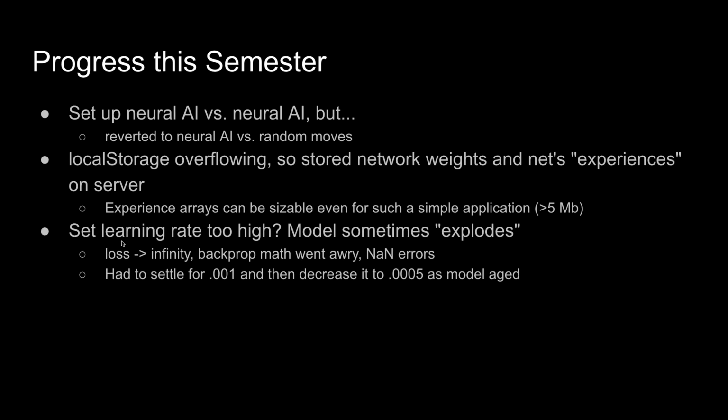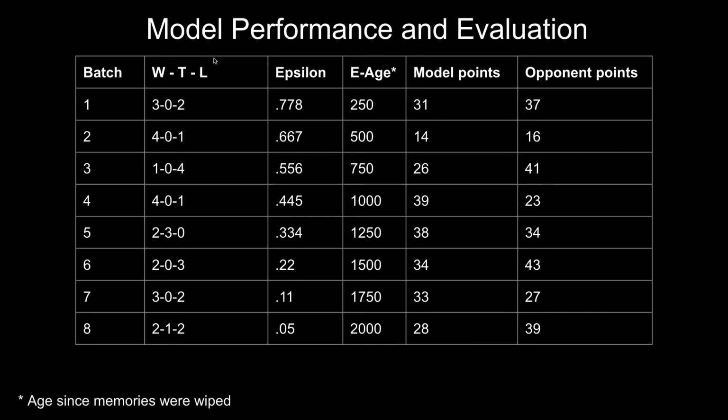So at first I tried to crank up the learning rate to make training go faster, but when you do this, it turns out sometimes the model will kind of explode. Loss will go to infinity, and your backpropagation math obviously will not work well, and you'll get not a number errors. So I had to set my alpha to 0.001 and decrease it as the model gained more experience. And by doing that, I got these results.